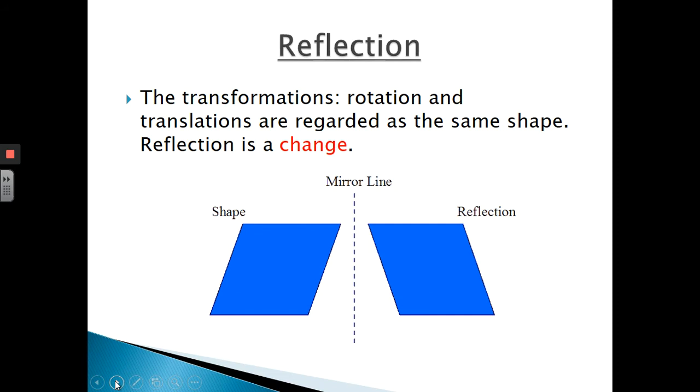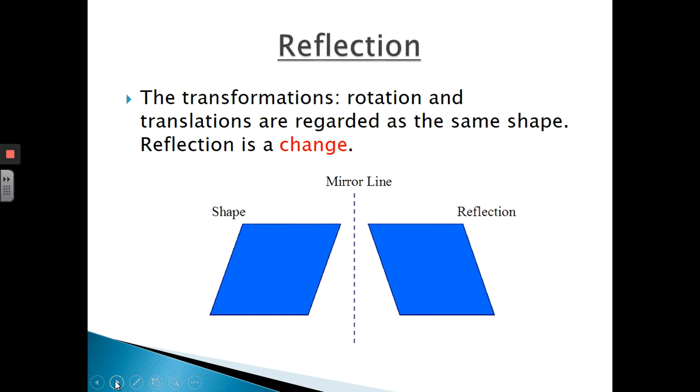And then on to reflection. So the transformations, rotation and translation, are regarded as the same shape. So going back to those two concepts, what's the same, what's different, we're always relating back to that. Reflection is a change. Okay, so it's sort of distinctive from the other forms of transformation. So here we have our mirror line, that's the language. And then you've got your original shape and the reflection.